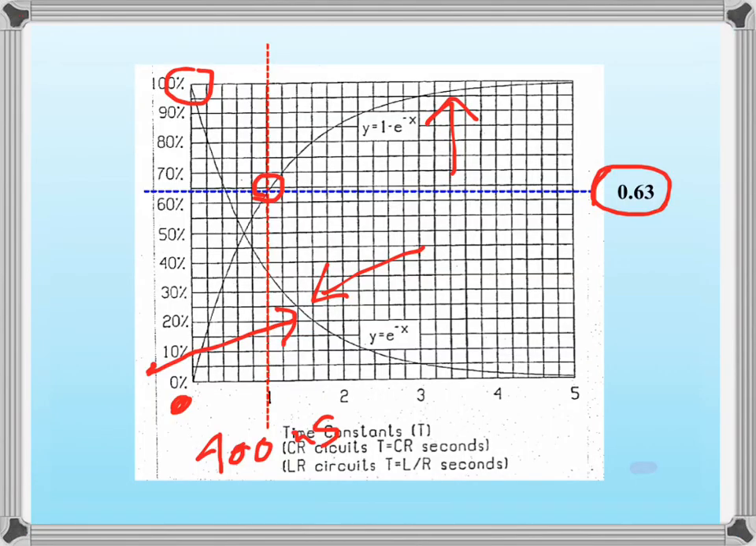Okay, which is going to be, calculator. So if we take 24 volts times 0.63, that equals 15.12. So that means at one time constant, we can say that Vc equals 15.12 volts. Okay? All right, next one.